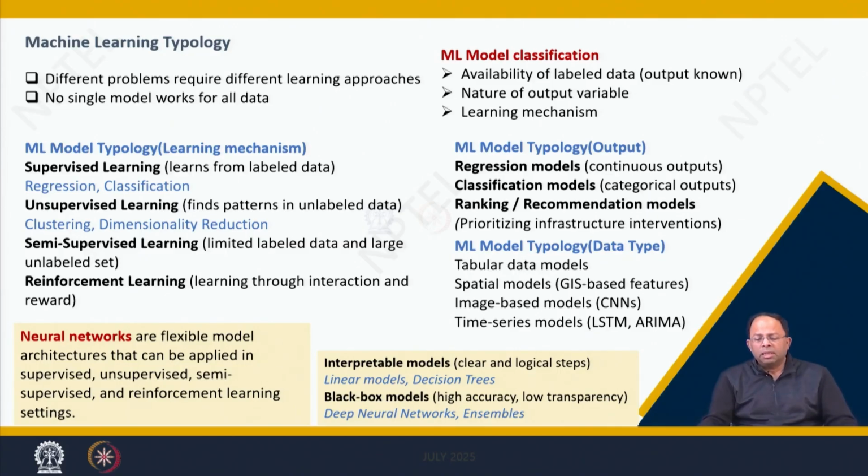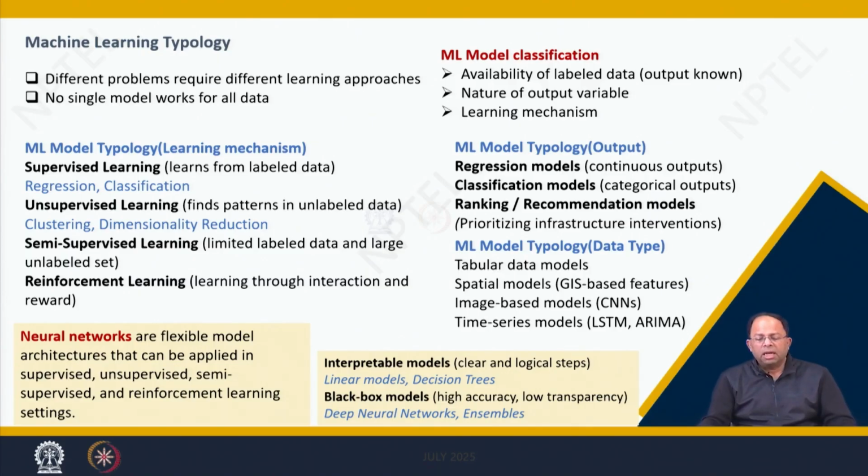The other is a continuous value of a variable, and the other is a classification model where the output is categorical. That means it would belong to a particular class. Then there are models which look into ranking or prioritization. We call them ranking or recommendation models, where we find which kind of things need to be prioritized, so we can predict the rank of those things.